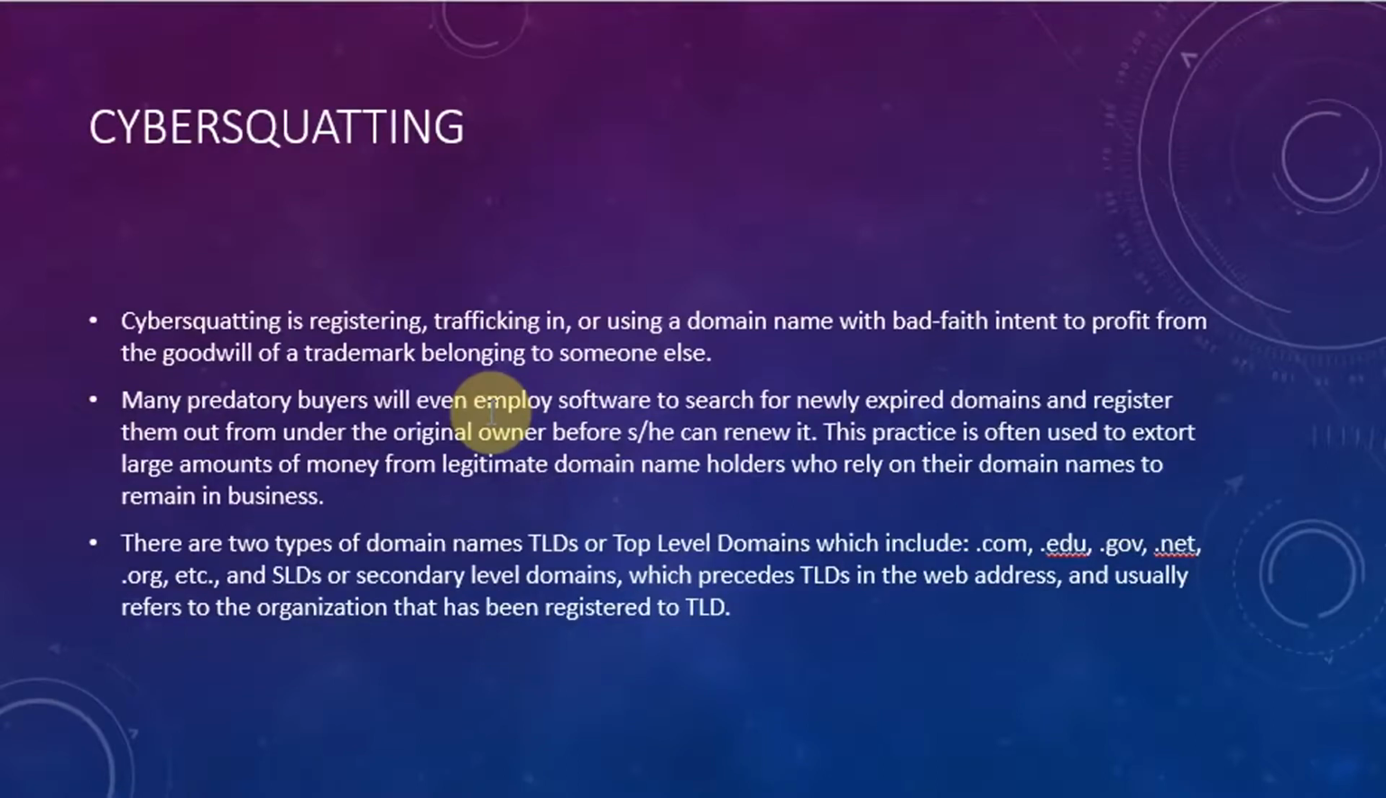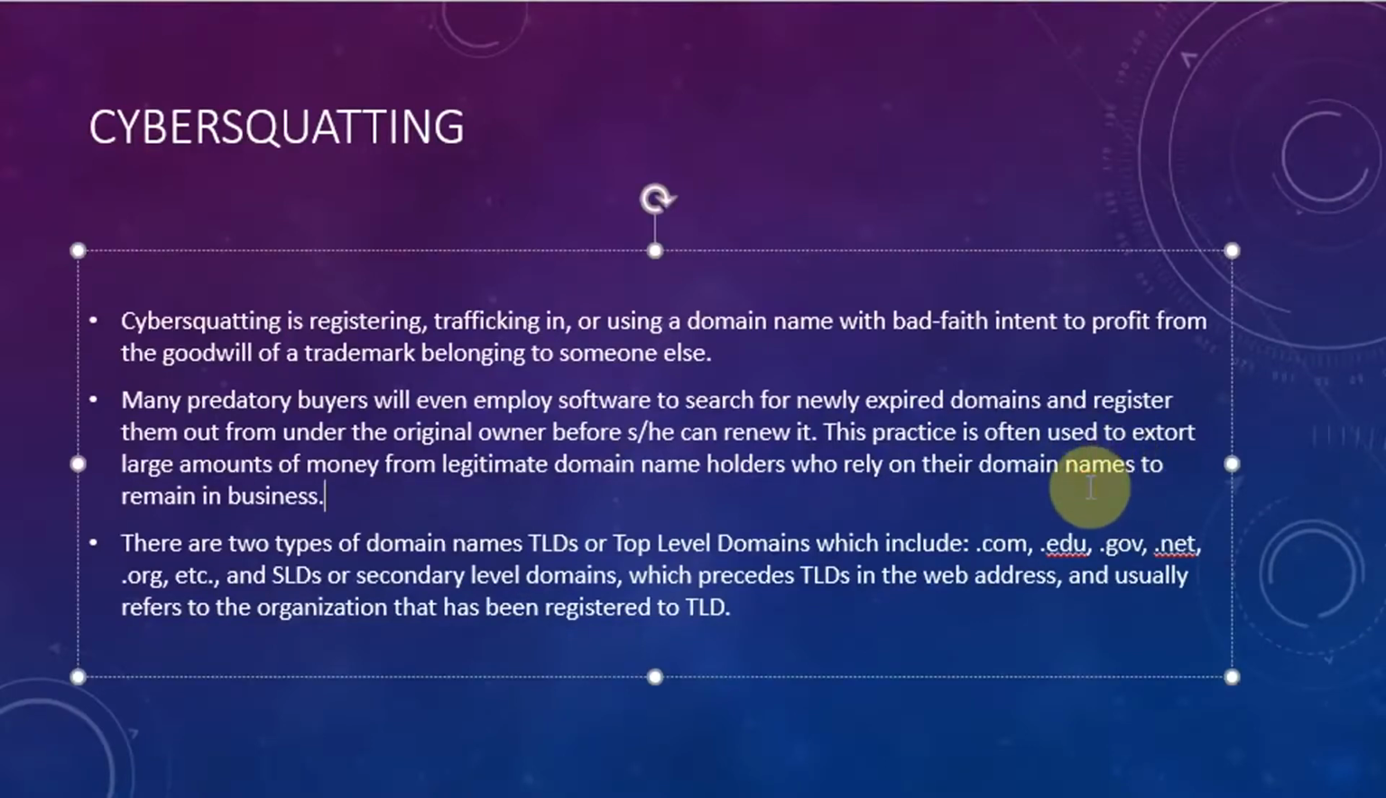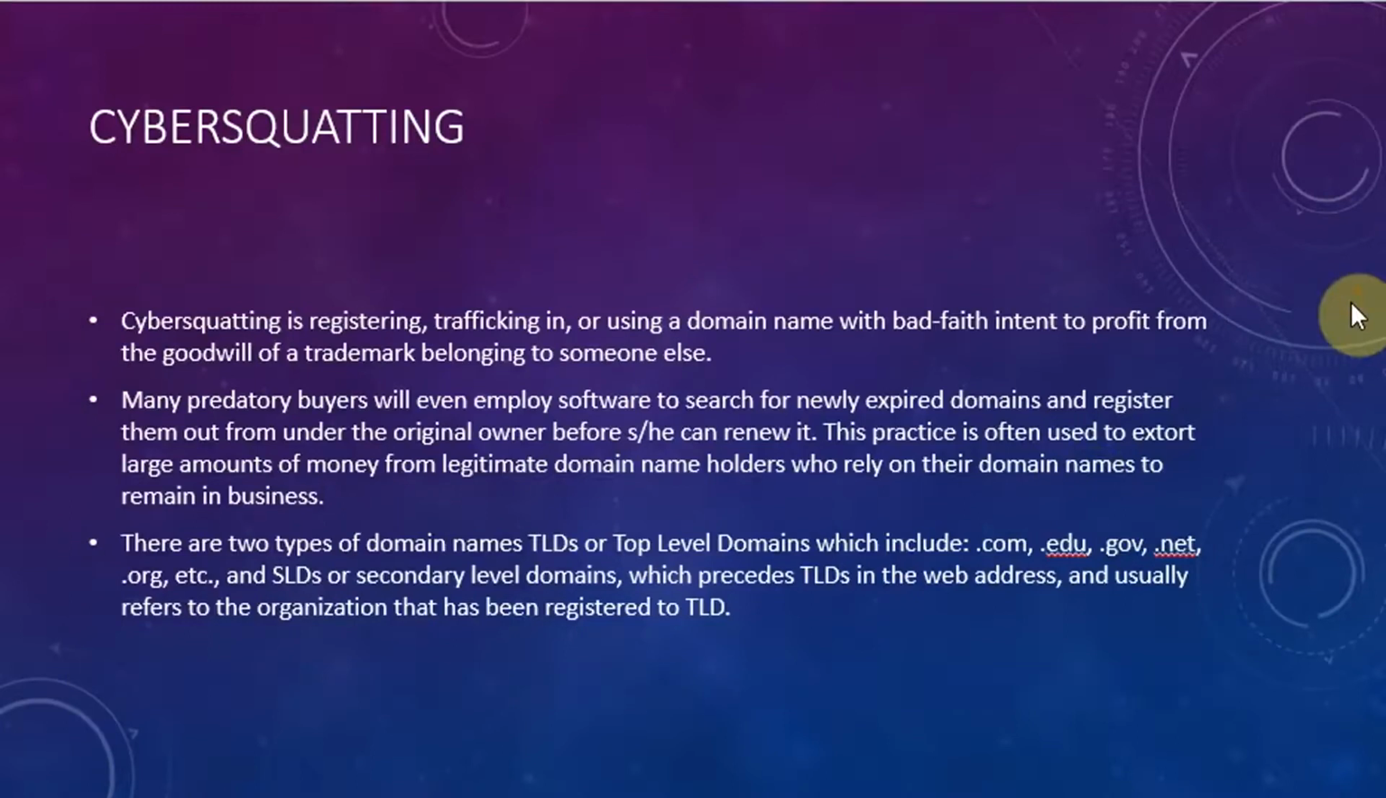So many predatory buyers will even employ software, just like I said, to search for newly expired domains and register them out from under the original owner before he or she could renew it. So if you own a nice domain name like Microsoft.com or Google.com or Oracle.com or Facebook.com, and there is a time lag in renewing your domain name, somebody could just buy it, and they could employ software to buy that. And once they do that, you have to pay a lot to these guys before they could release the name for you. They could even charge you up to $1 billion.